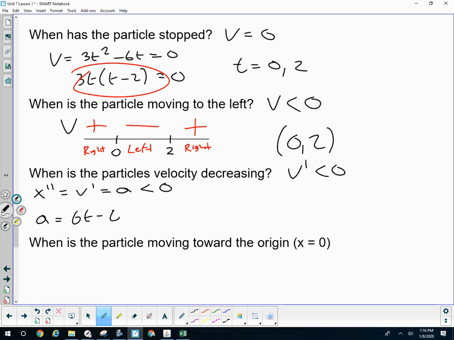A is 6t minus 6. It's just the derivative of v. This is v prime. V prime is just a. It's got a 0 at 1. Plop that 0 down. At 1, you're looking at v prime, which is a, or x double prime. To the right of 1 is positives. To the left of 1 is negatives. Now, I don't want to say like I'm moving right, I'm moving left. It's just like my velocity values are increasing or decreasing. Here my velocity values are decreasing for t's less than 1.